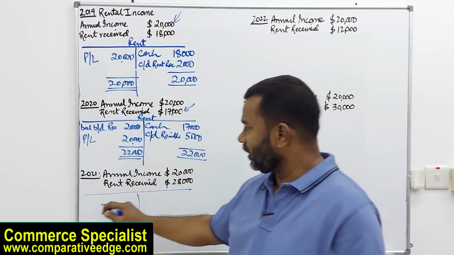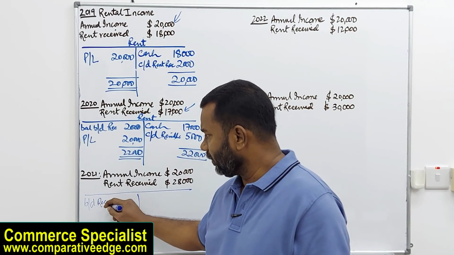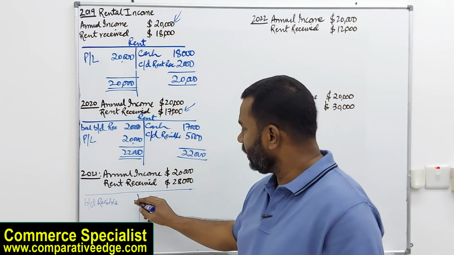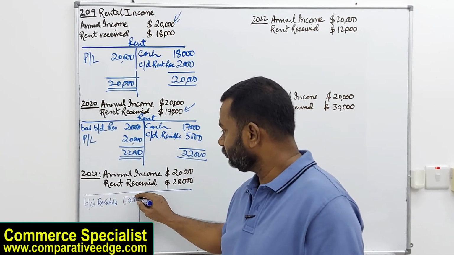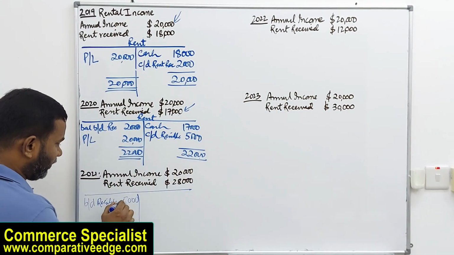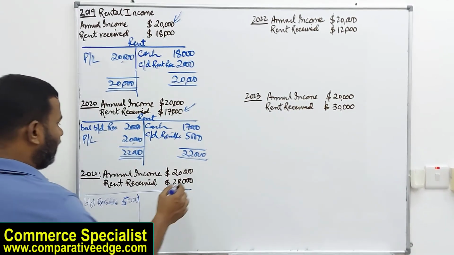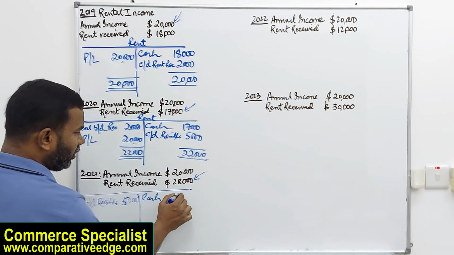This receivable will come here as an opening balance, brought down. All assets have an opening balance of debit. Rent receivable debit, how much? 5,000. So opening balance, we have 5,000 of rent receivable. And how much rent we have received this year? 28,000. So cash here, 28,000.